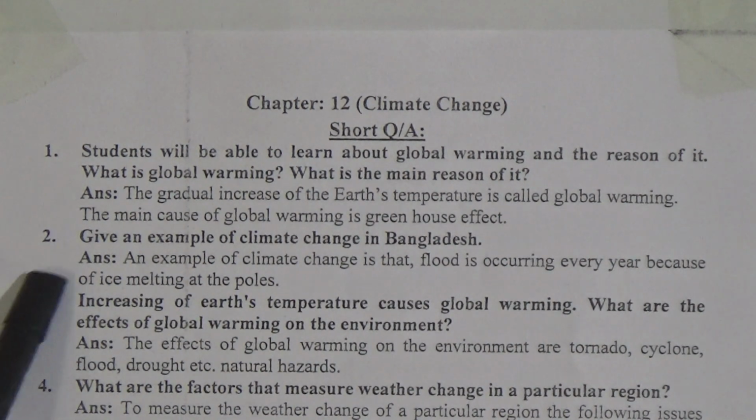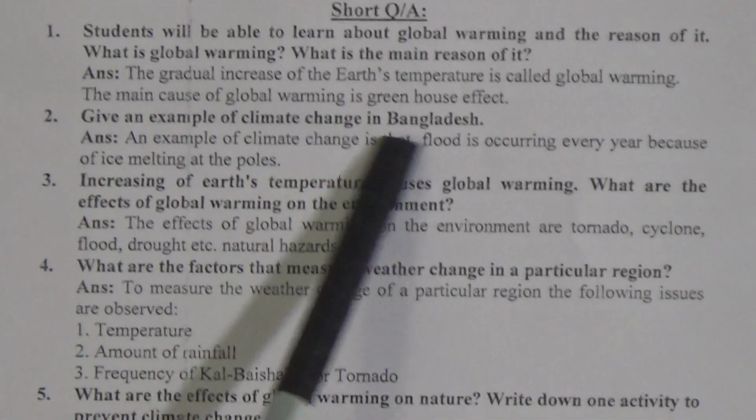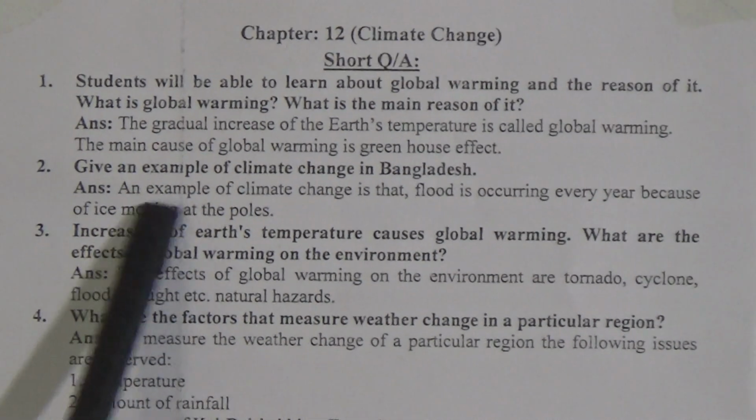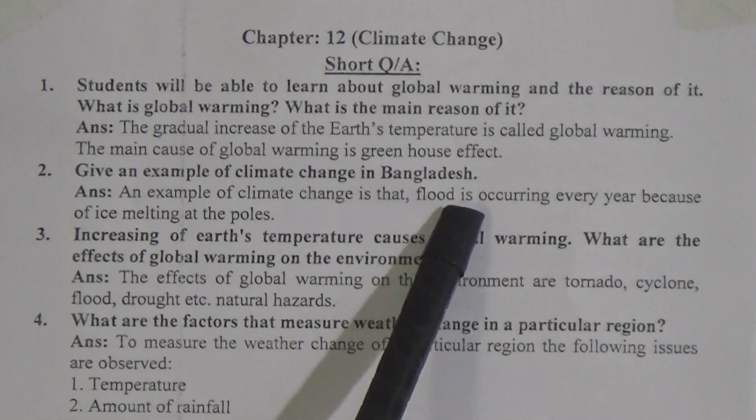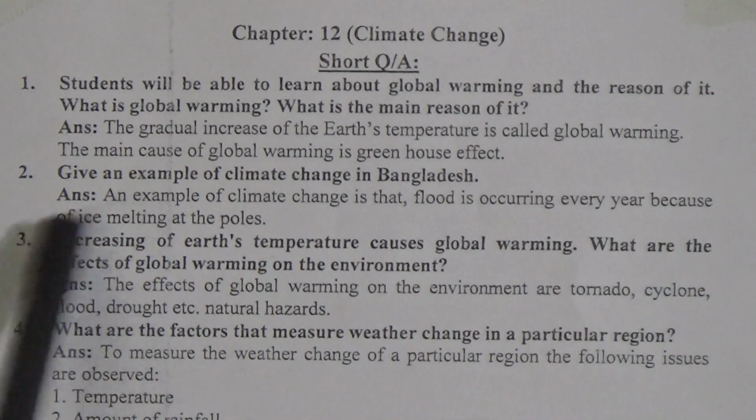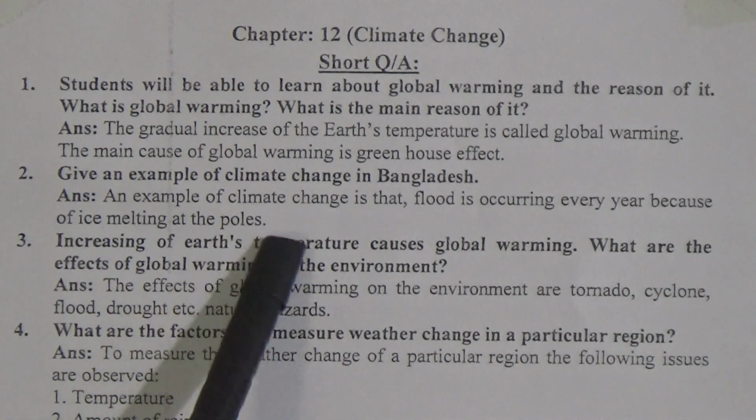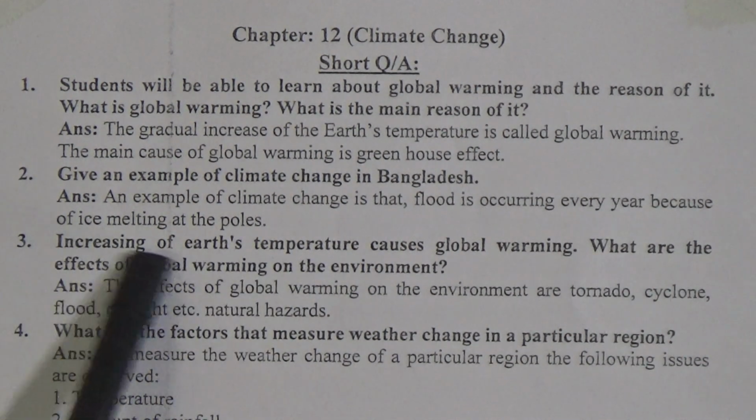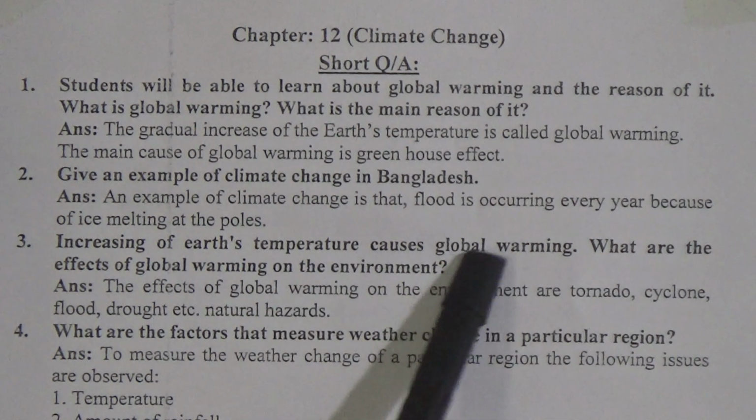Now come to the next one. Give an example of climate change in Bangladesh. The answer is an example of climate change is that floods are occurring every year because of ice melting at the poles. Second one, increasing of Earth's temperature causes global warming.